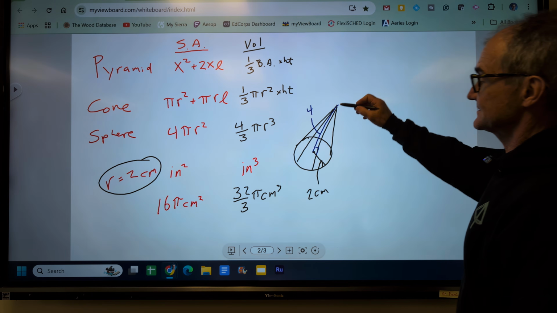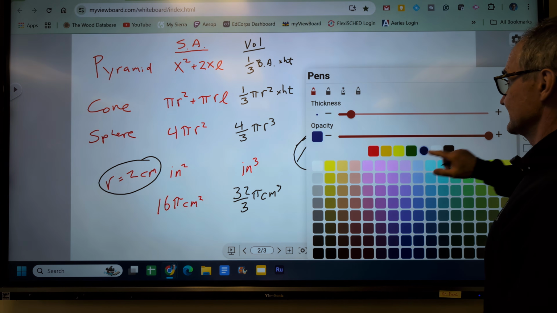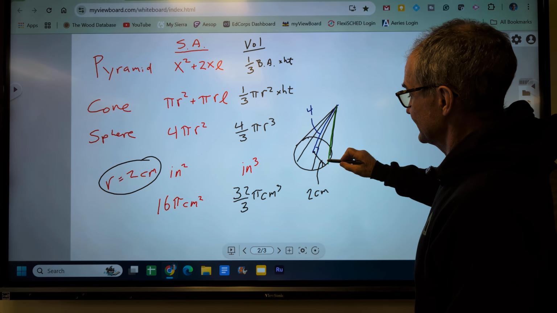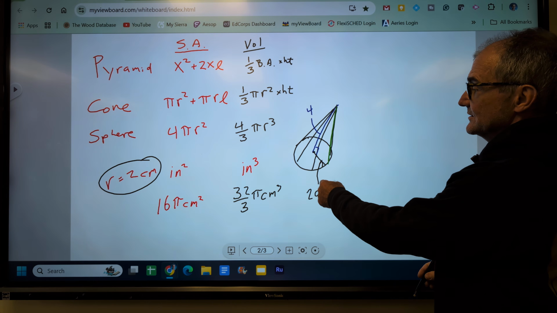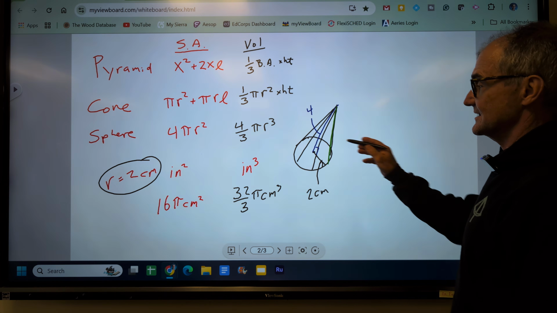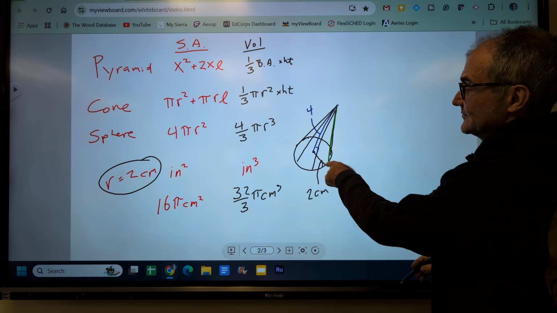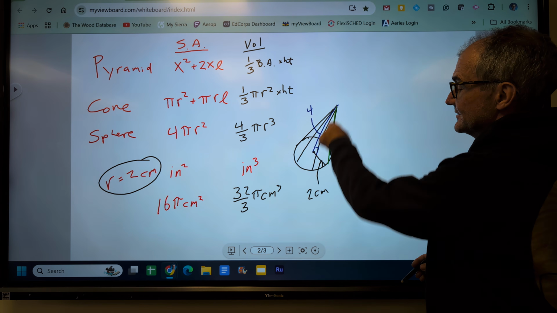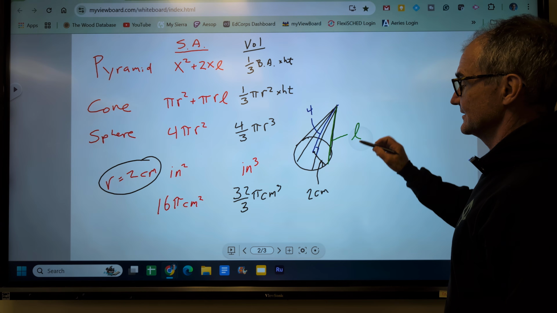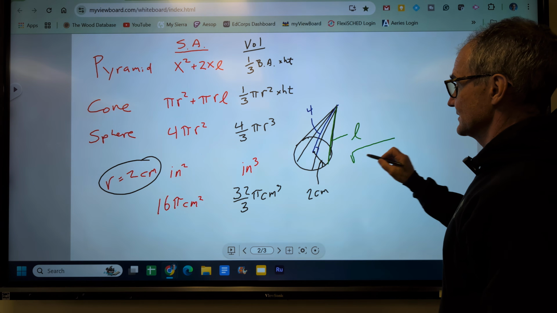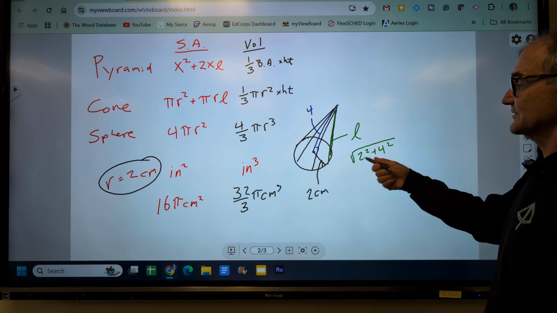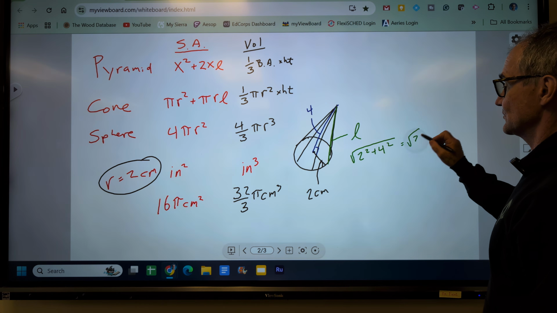And then to find the slant height on the outside, let's make that green, I guess. The slant height on the outside, right here, I would go 2 squared plus 4 squared equals slant height squared. So that would be using the Pythagorean theorem. I'm creating this right triangle here. So this slant height, L, would be the square root of 2 squared plus 4 squared. 16 plus 4 is the square root of 20.